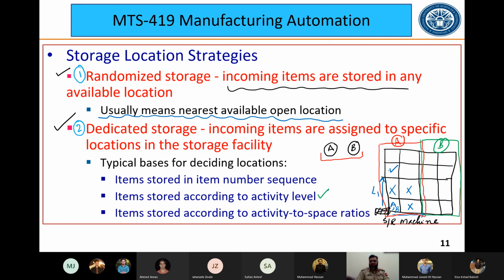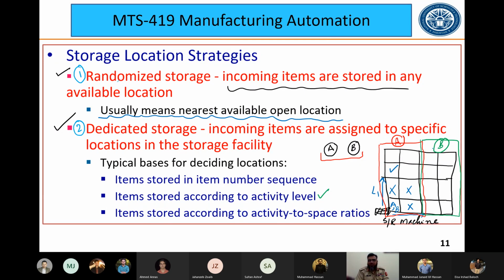The second one is dedicated storage. Now look at A and B. What I have done here, if you can see, is that I had two SKU types, SKU A and SKU B, and I have marked a red region for SKU A and a green region for SKU B. So now the space for SKU A and SKU B is dedicated storage. Okay?